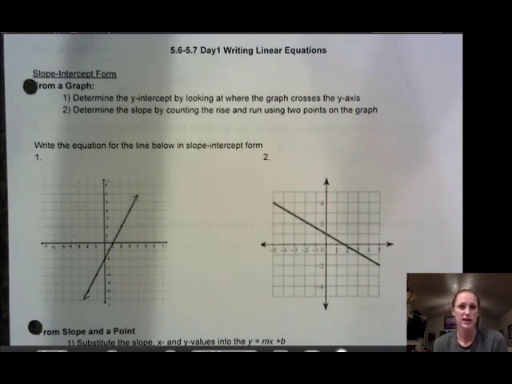So the first way we're going to look at is how to write the equation if we are given the graph of the line. So here's the steps. We are going to first just look at what is the y-intercept, where does it cross the y-axis, and then we're going to determine the slope by counting the rise and run using 2 points on the graph. Okay, so let's start with this first example.